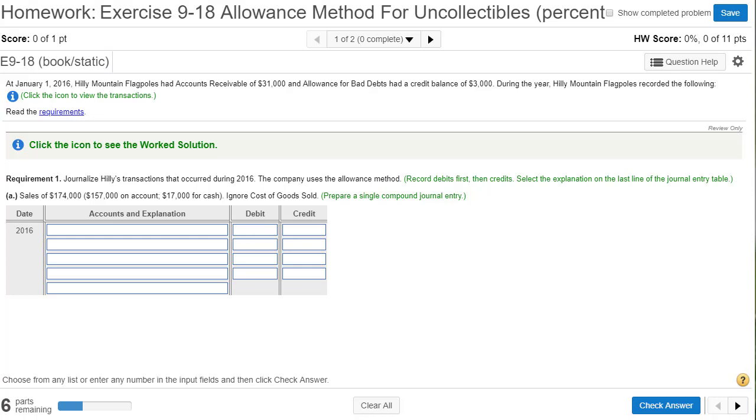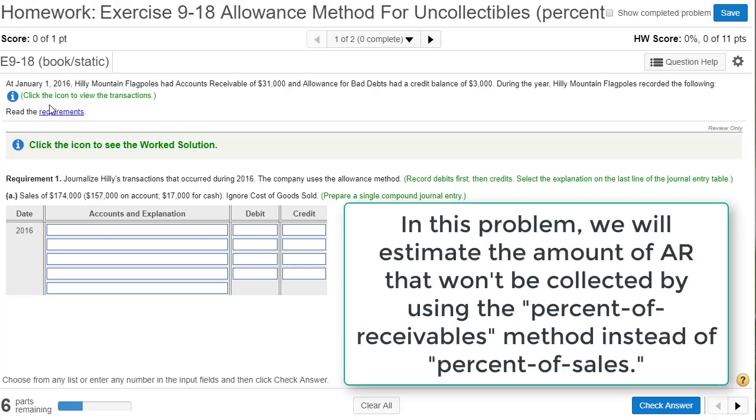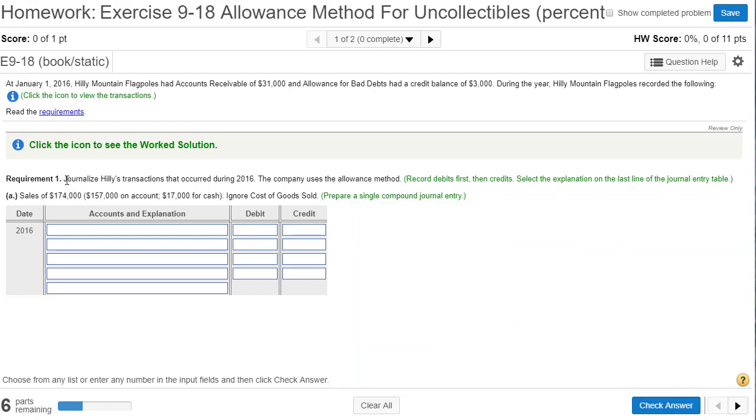Exercise 9-18. Once again, we're going to use the allowance method to calculate uncollectibles, but this time, instead of percentage of sales, we're going to use percentage of accounts receivable. This problem is the exact same as the previous problem, 9-17, except we're going to use the percentage of accounts receivable to calculate how much of AR will not be collected. So let's start off with the same transactions.